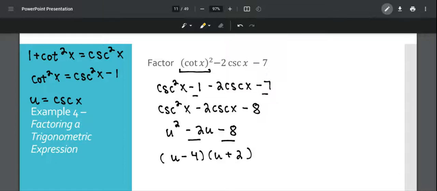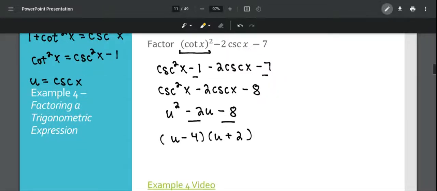-4 and +2. And then that last step, remember, is substituting back in for your u value. So cosecant x minus 4 and cosecant x plus 2.